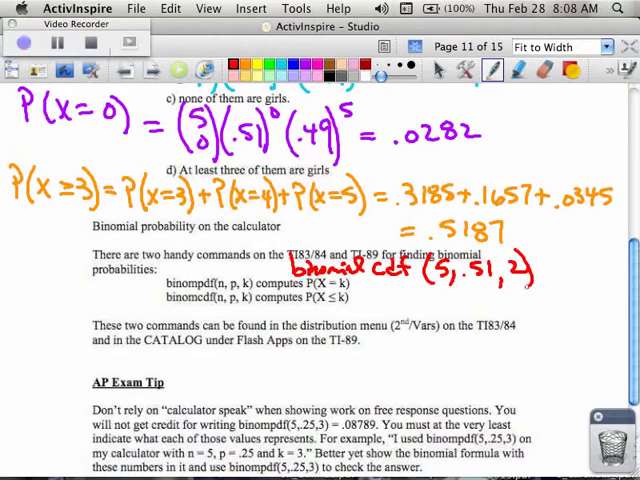But I don't want the failures. This gives me 2, 0, or 1 situation, right? I want the successes. So I go 1 minus that. And what you'll see is that'll give you the same number. So you have a choice now.